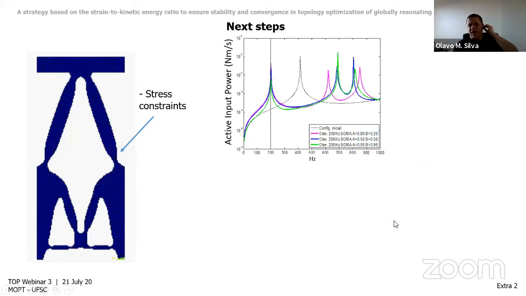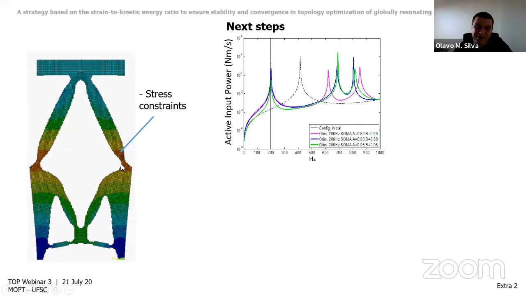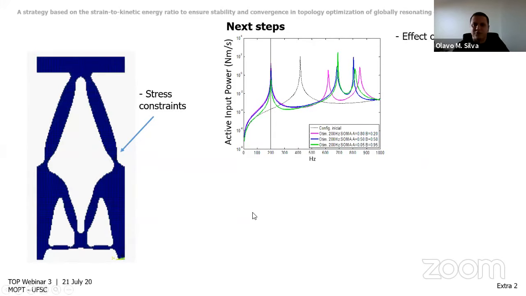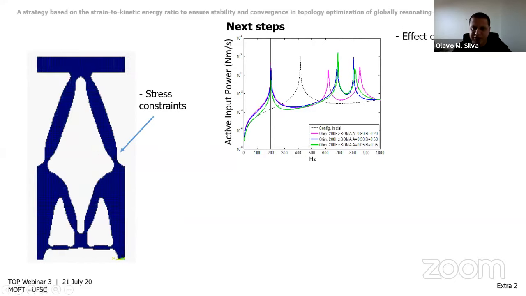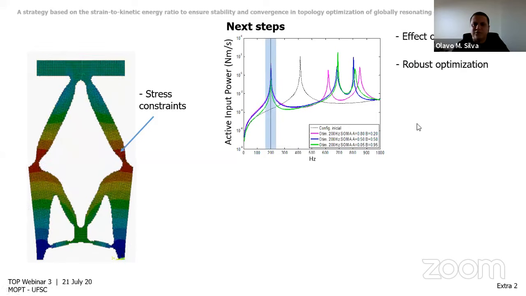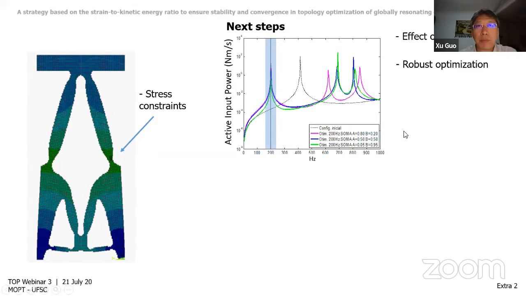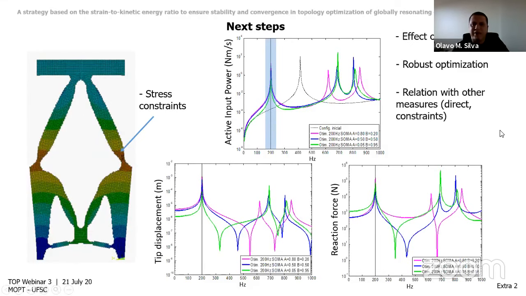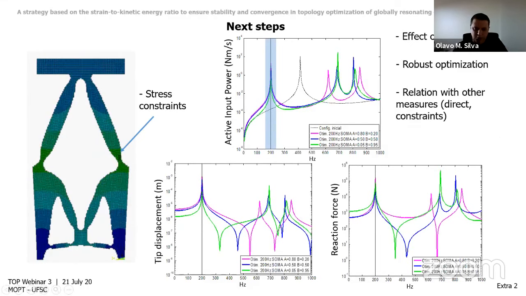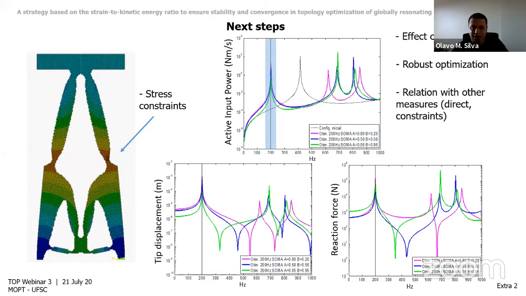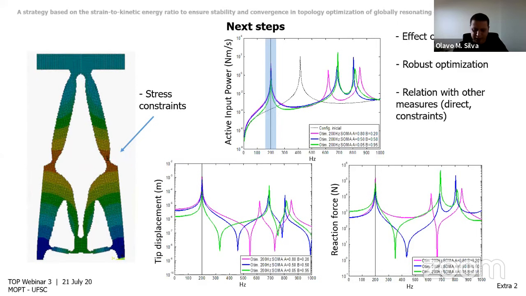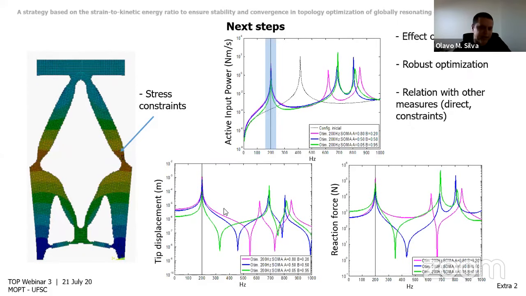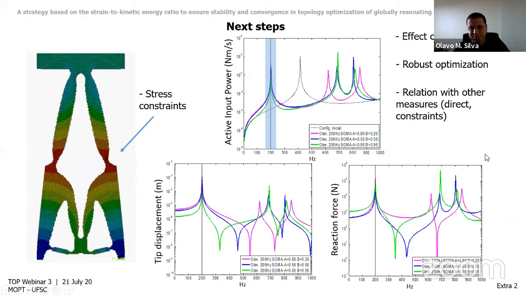And for the next steps, we need to deal with stress constraints. We need to study the effect of the damping on the strain to kinetic energy ratio. We need to study robust optimization and the relation with measures. We can maximize other measures, even a global measure, or we need to apply a constraint to obtain desired values for displacement or reaction forces, for example.